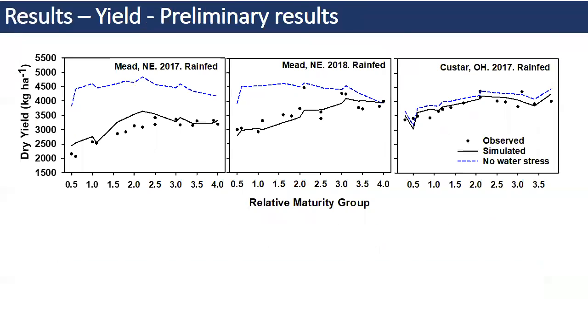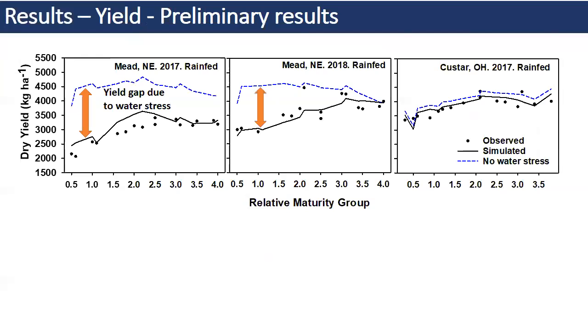Now, looking at yields, remember that we wanted to advance soybean harvest, but also achieve similar yields to long season soybeans. So, we plotted in the x-axis, again, the relative maturity group, but instead in the y-axis, we have the yield in kilograms per hectare. And additionally to the simulated and observed value, we included simulations for a non-water stress environment.